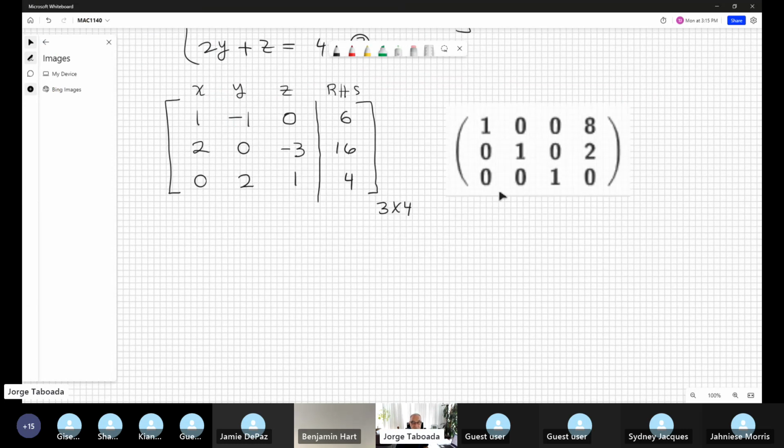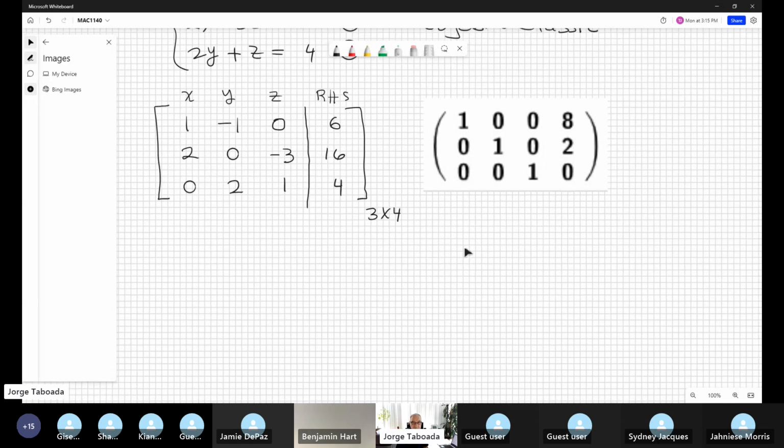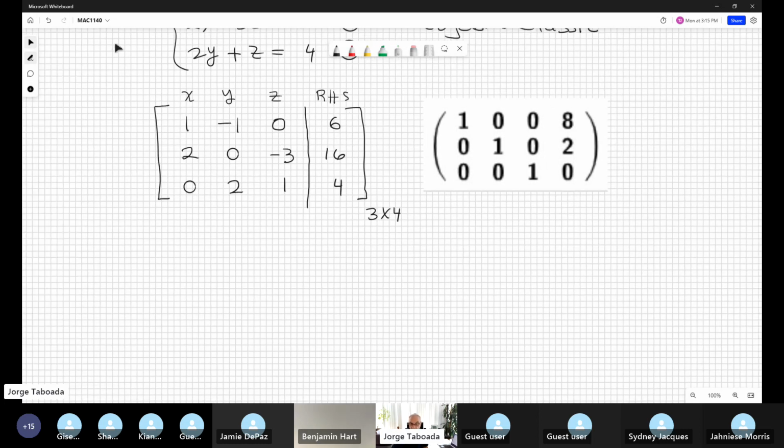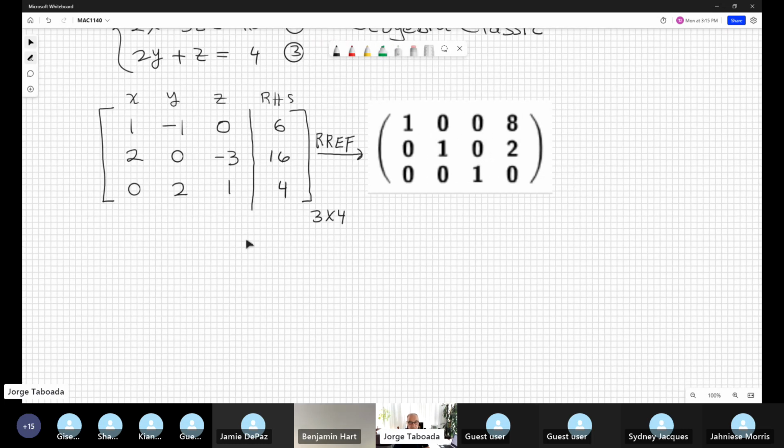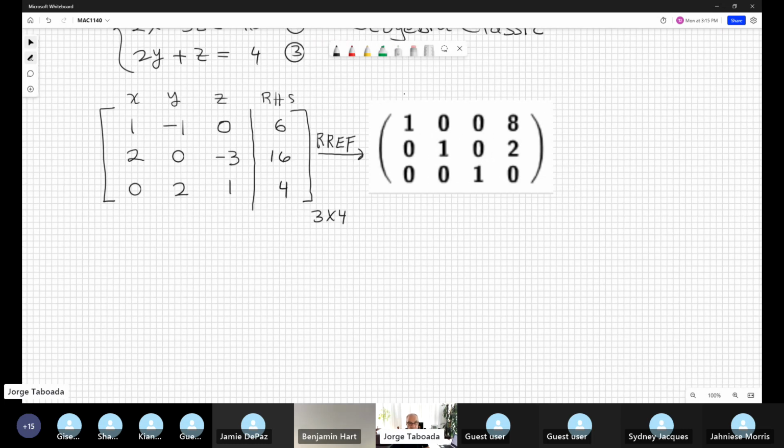Okay, so now after the CAS command, you put the arrow here, and this acronym is reduced row echelon form, and you convert that matrix to this matrix. Okay, now interpretation. Remember, the first column is X, the second column is Y, the third column is Z, and this is the right-hand side number.